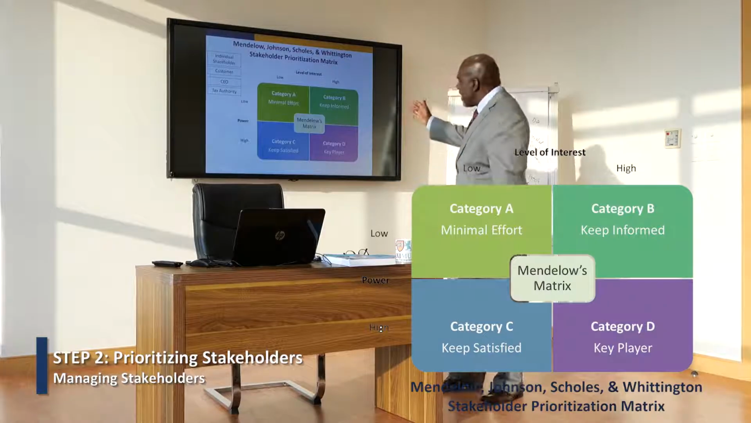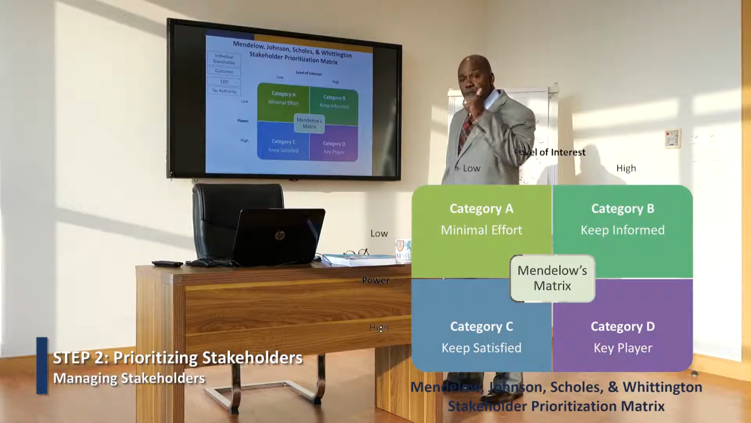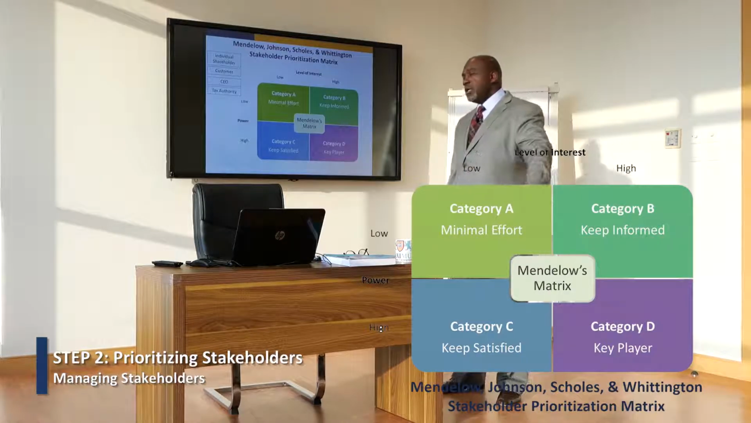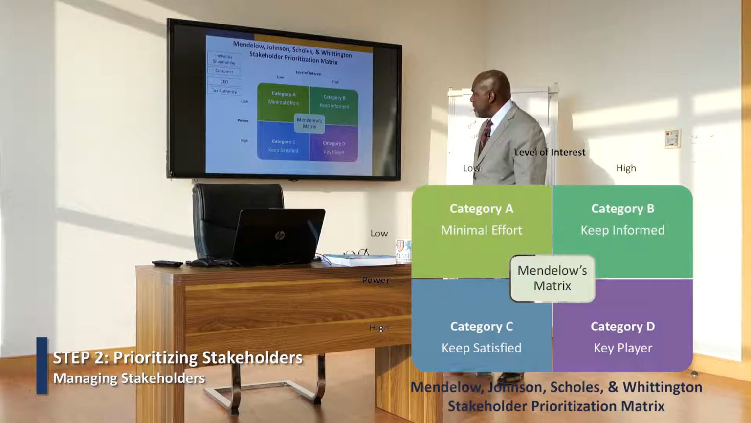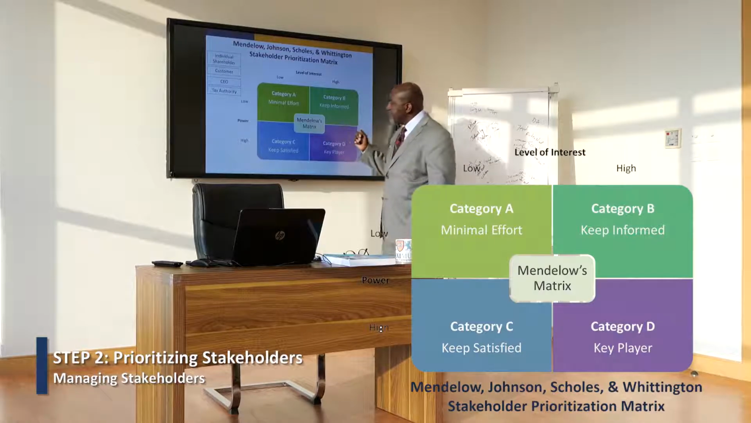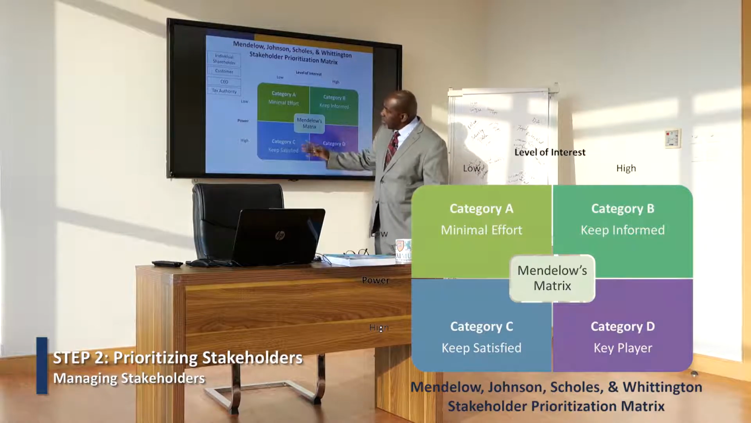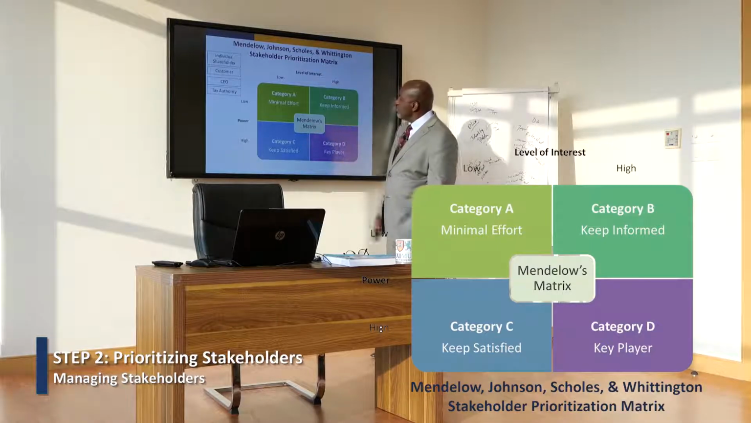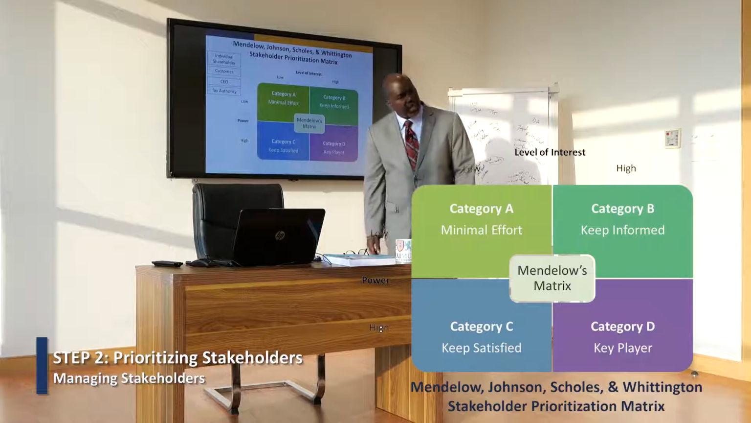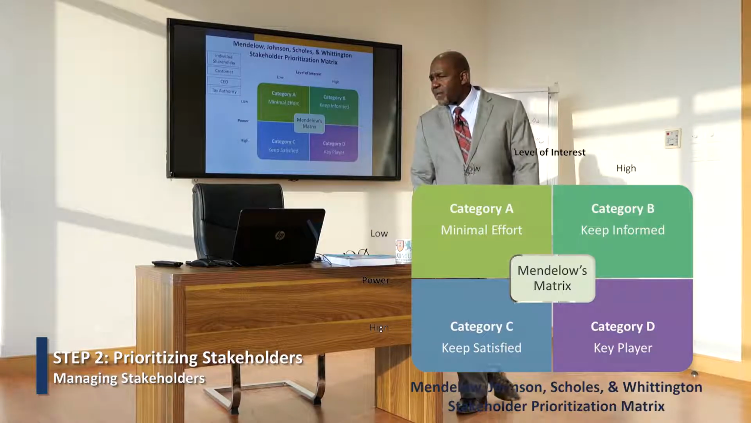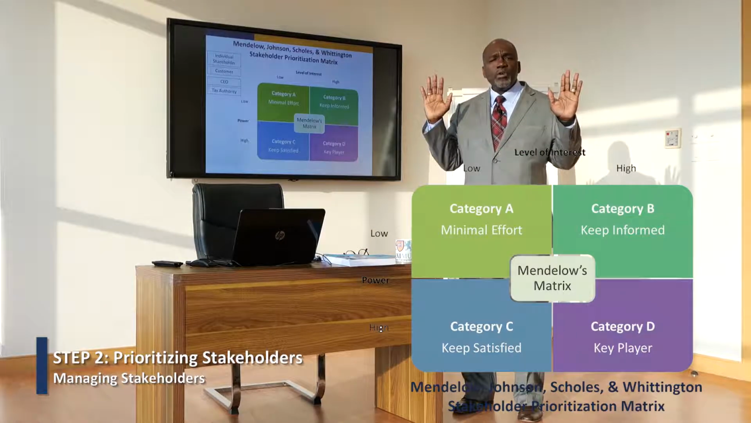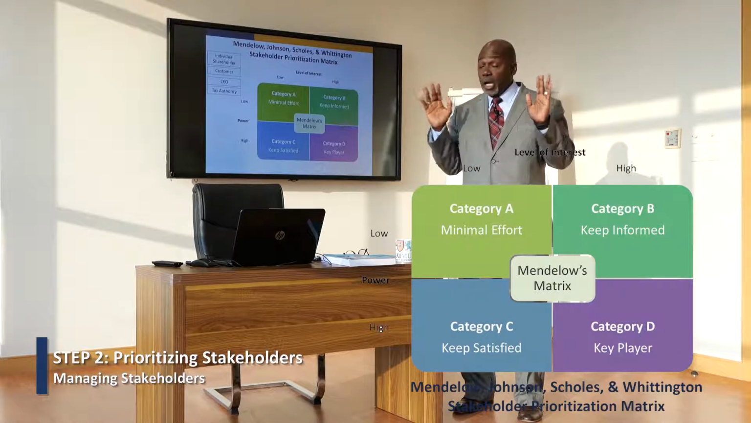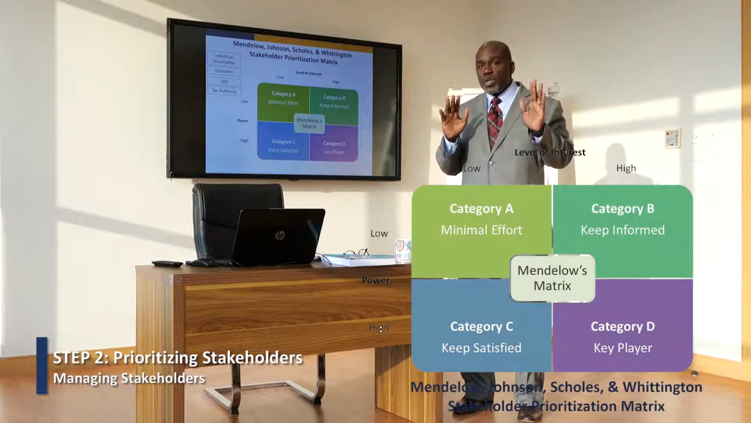So with them, if they have high interest, what you want to do at a minimum is to keep them informed of what's going on. Newsletters, emails, whatever that might be. Category C, well, this group, they have high power. However, very low interest. They've got a lot of stock, a lot of influence, but they don't really care. They're really hands off. They let you run your operations. They don't get in your way. They could if they wanted to, but they don't get in your way.